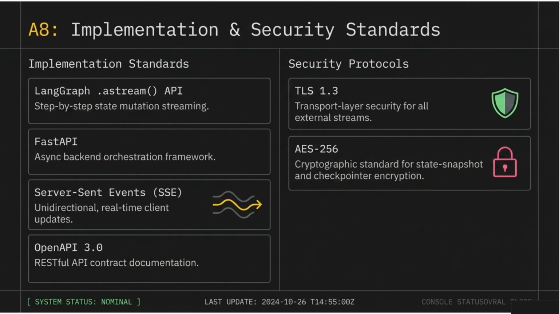Implementation and security standards are critical. Implementation standards include LangGraph's @stream API and server-sent events for real-time updates. Security protocols involve TLS 1.3 for transport layer security and AES-256 for state encryption.